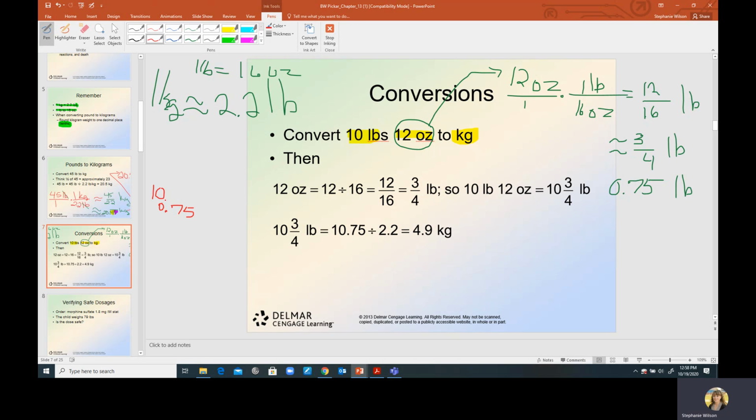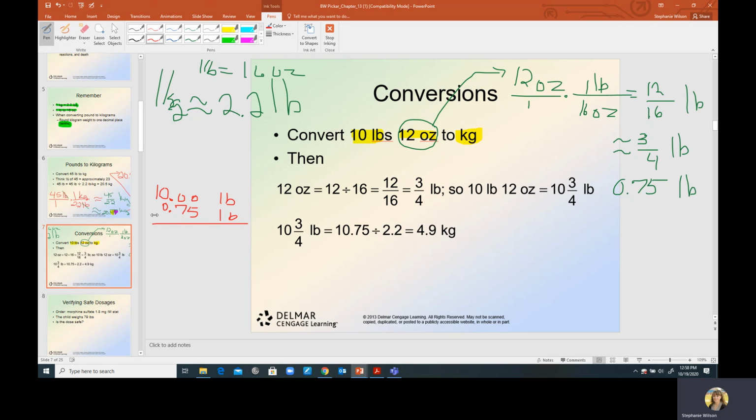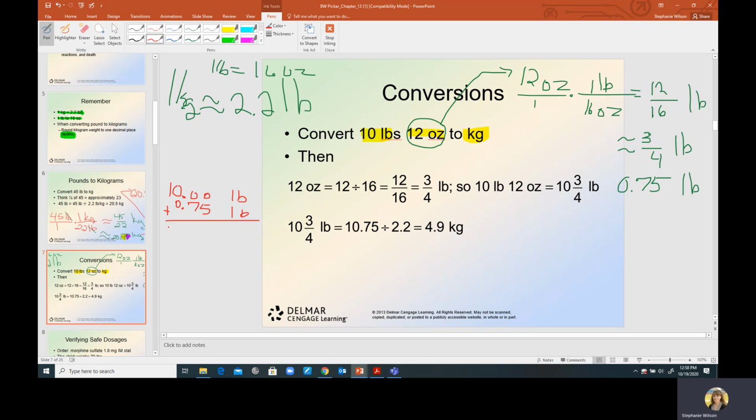So that means I need to come up here and put a decimal here, and you have to put zeros just because I'm adding, right? Some of you already saw the shortcut and already know the answer. Okay, so this patient weighs 10.75 pounds. And what we're going to do is we're going to convert that to kilograms.